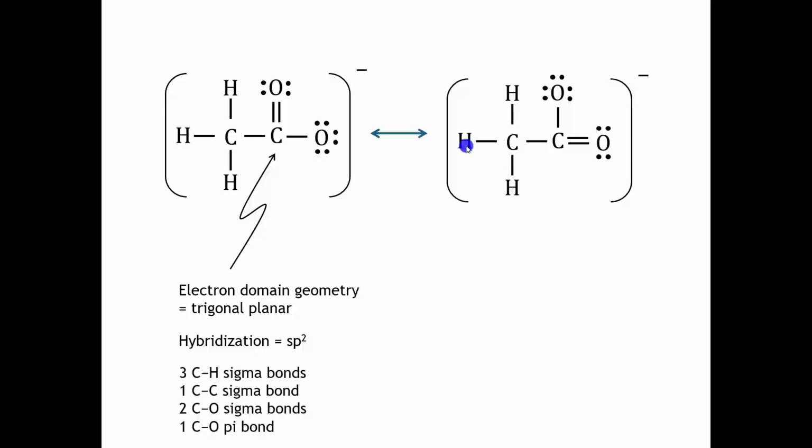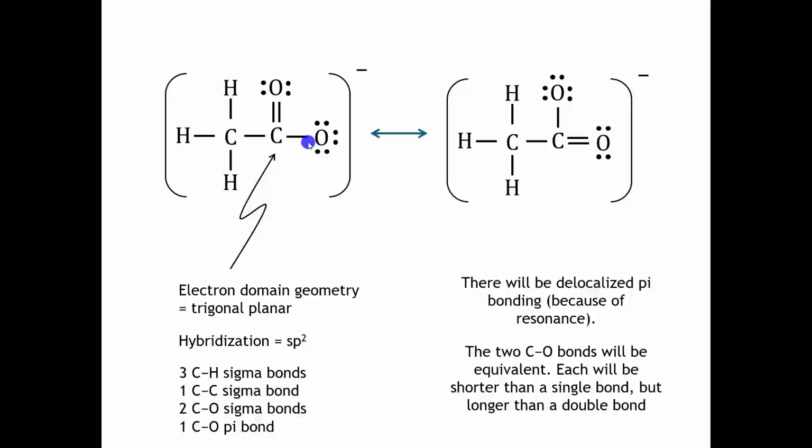If we count up bonds, we can see that there's 1, 2, 3 carbon-hydrogen sigma bonds, 1 carbon-carbon sigma bond, and then 1, 2 carbon-oxygen sigma bonds. And there's one and only one pi bond, and that's a carbon-oxygen pi bond. It's pointing in a different way in the 2 resonance structures, but we only look at one resonance structure to do this counting. If we ask the question about delocalized pi bonding, the answer is yes.